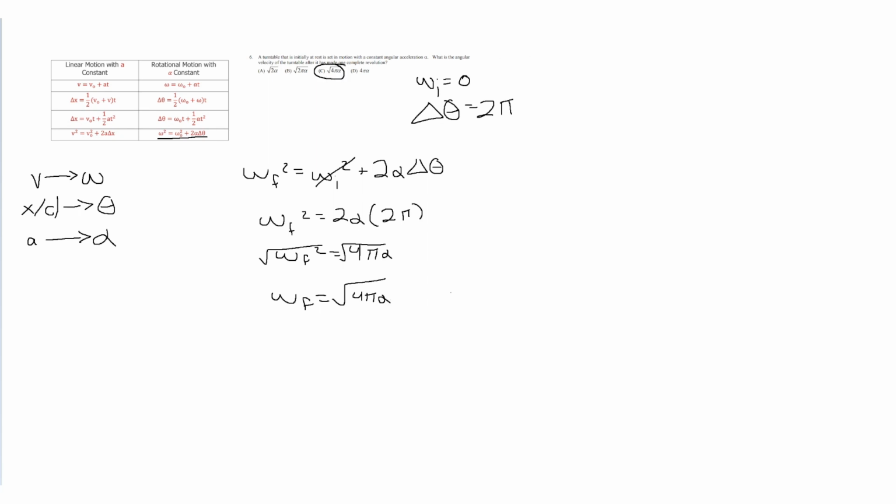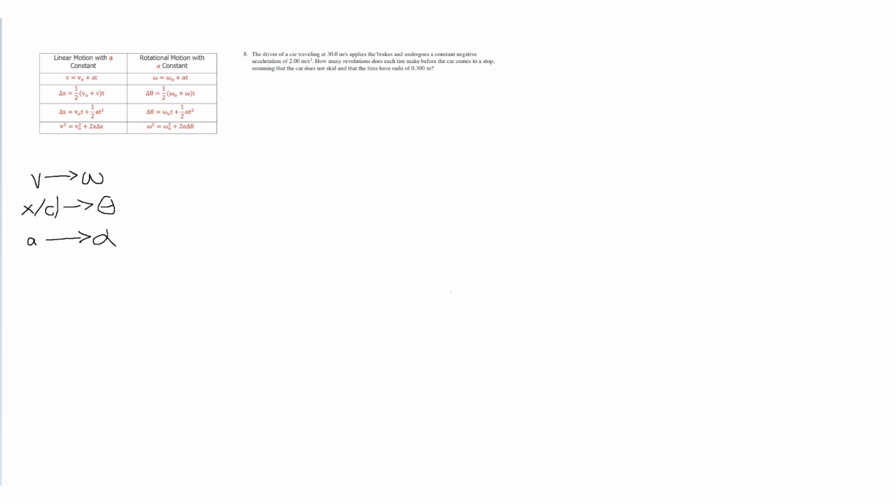So let's take a look at another question. We see here the driver of a car traveling at 30 meters per second applies the brakes and undergoes a constant negative acceleration of 2 meters per second squared. How many revolutions does each tire make before the car comes to a stop, assuming the car does not skid and that the tires have a radius of 0.3 meters? So what are we given? We're given that vi equals 30, a equals -2, and vf equals 0. And then we're asked, what is delta theta?